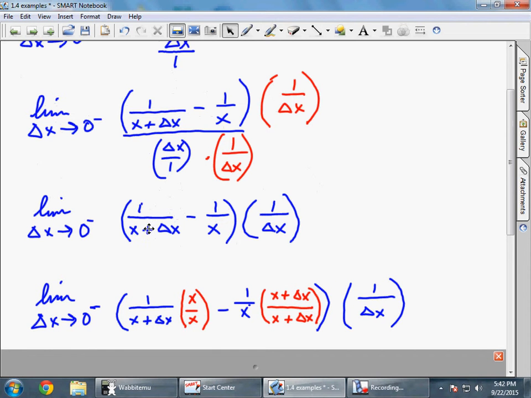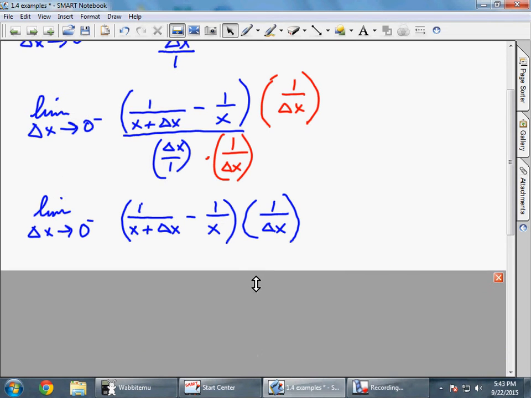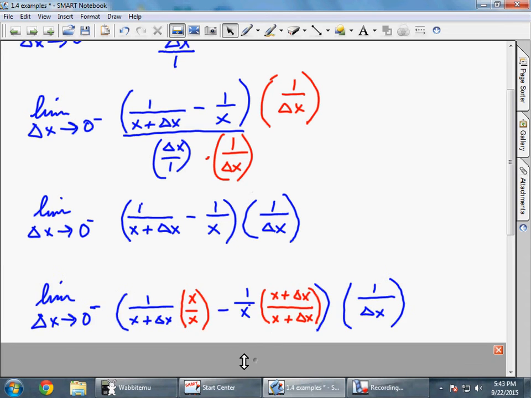The philosophy here is, what can we do to get a common denominator right here? The easy answer would be to multiply everything here times x over x, and multiply everything here times x plus delta x over x plus delta x, which is what we did right down here. This is just 1, the multiplicative identity, and this is just 1, the multiplicative identity. Just a little makeover that will give us common denominators.